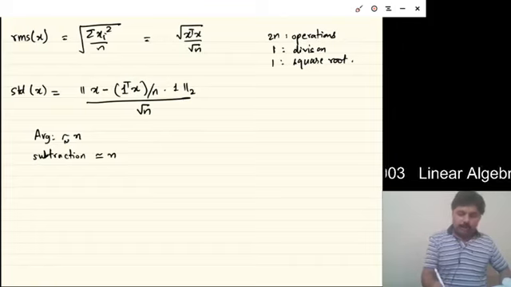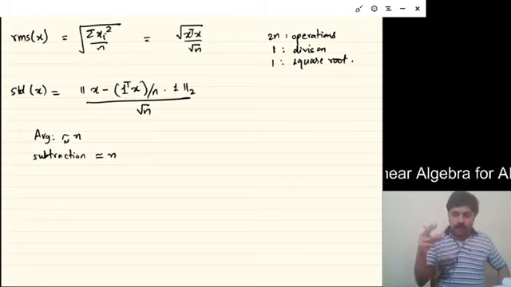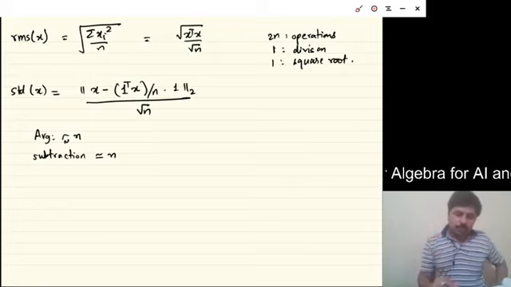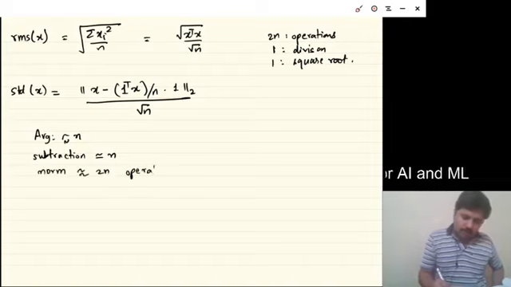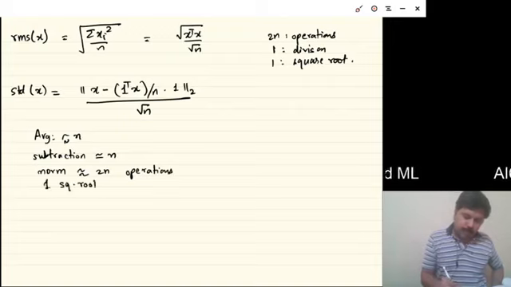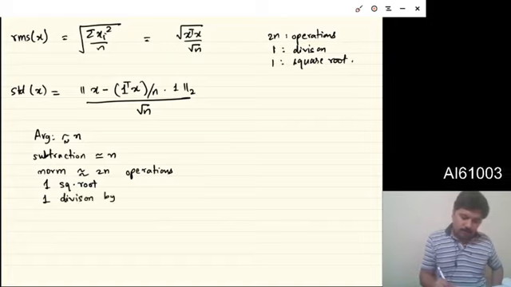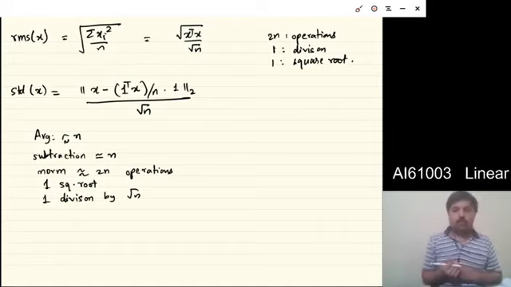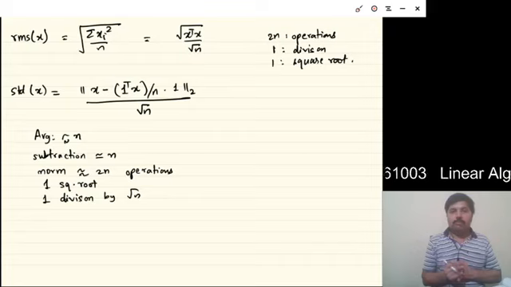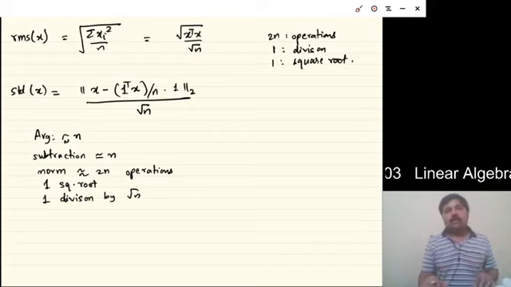Then you get this vector inside whose two norm is to be calculated. So this vector has n components. For those n components, if you want to compute the norm, it is 2n operations, right? Then 1 square root and 1 division by root n. So these are like n plus 2 and 4n plus 2. These are the number of operations required in order to compute the standard deviation of x.